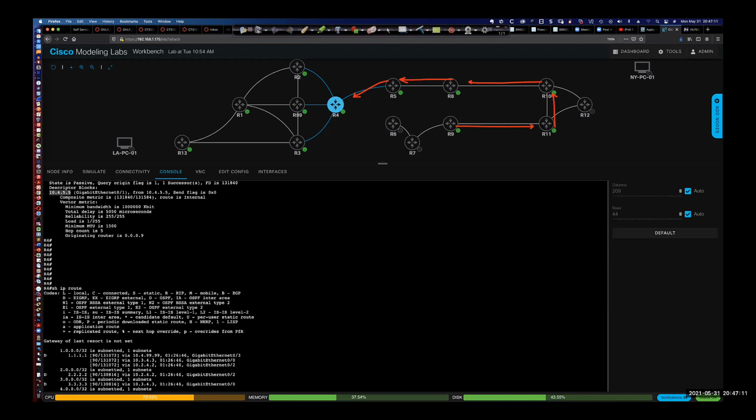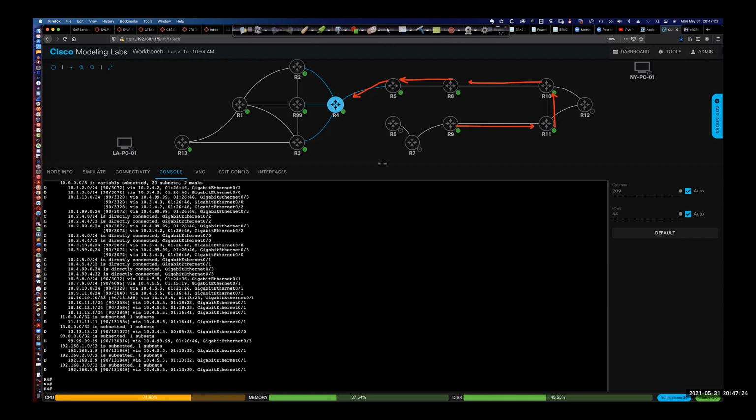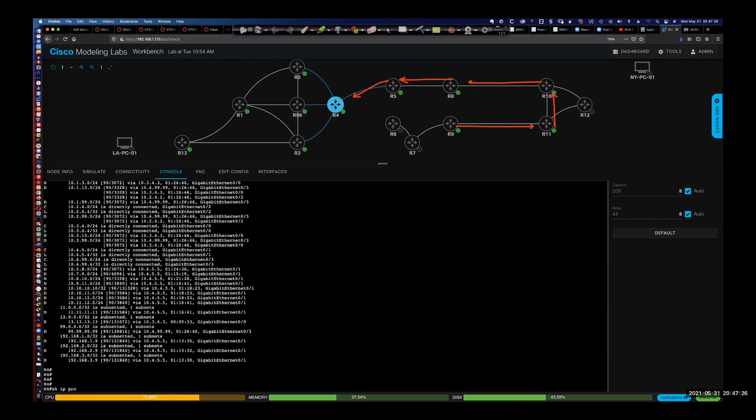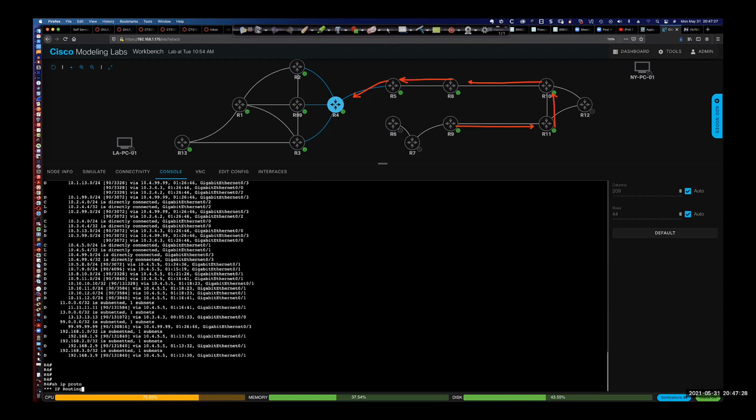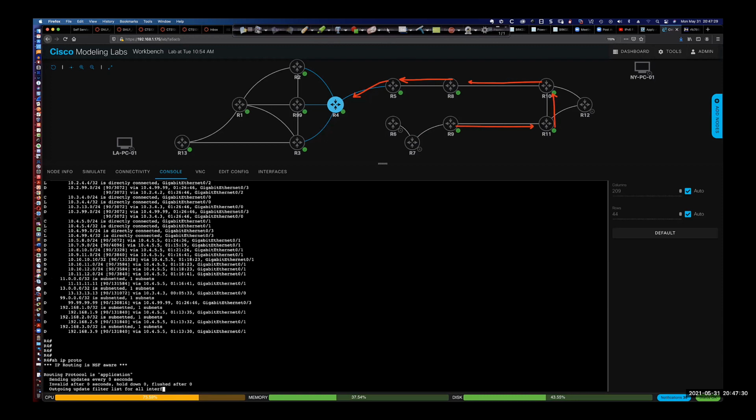So EIGRP uses what are referred to as composite metric values, or K values. So how can I see these K values? Well, you can say show ip protocols, right? And you need to have EIGRP running. And this is going to show me those K metric values.